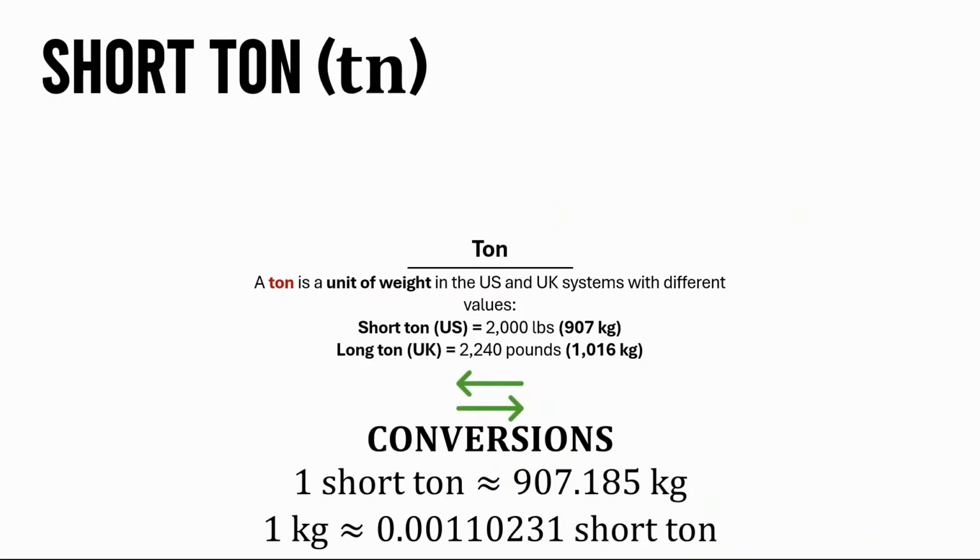Conversions. 1 short ton is around 907.18 kilograms. 1 kilogram is approximately 0.001 short ton.